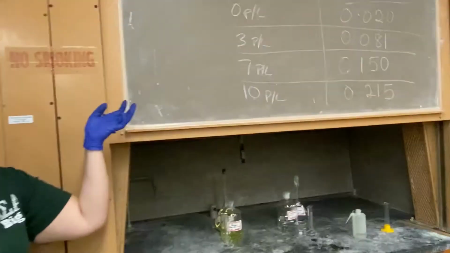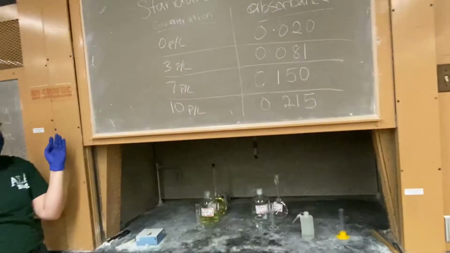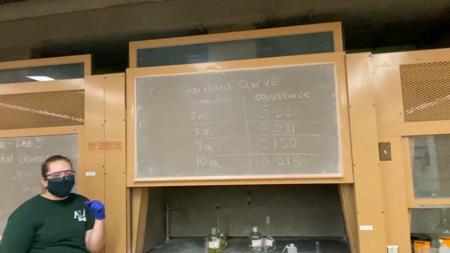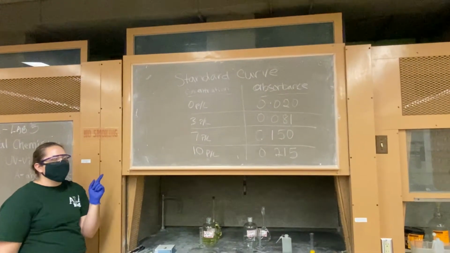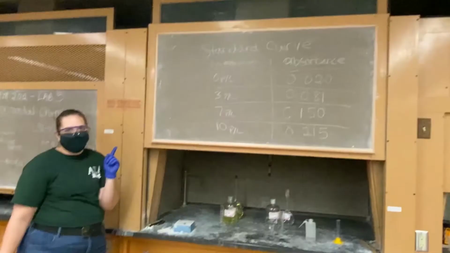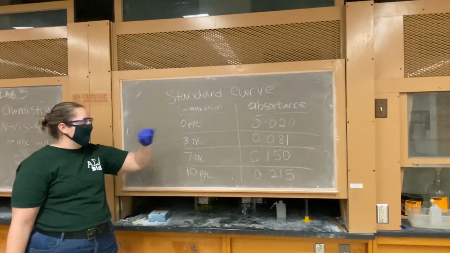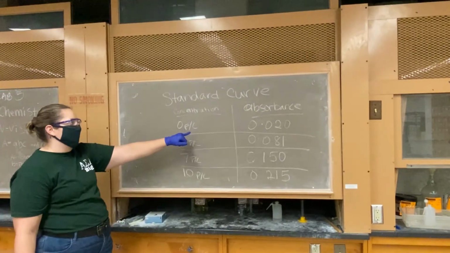To make a standard curve, you're going to do a dot plot on Excel, and then you'll put a regression line on it. And then these are the concentrations, these are the absorbances. P stands for phosphate, so it's phosphate per liter.